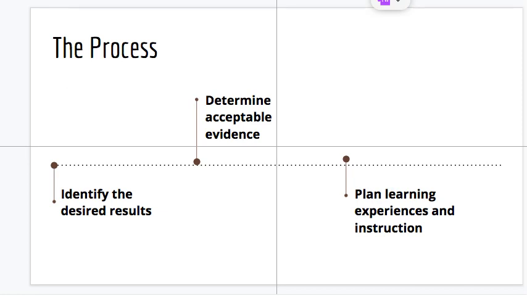So here's the process. The first thing is we have to identify the desired results. What will they know or what will they be able to do by the end of the unit? The next would be determine acceptable evidence. How will we know what the student is understanding based on the standards? And what evidence will prove their understanding? How will they apply that understanding?